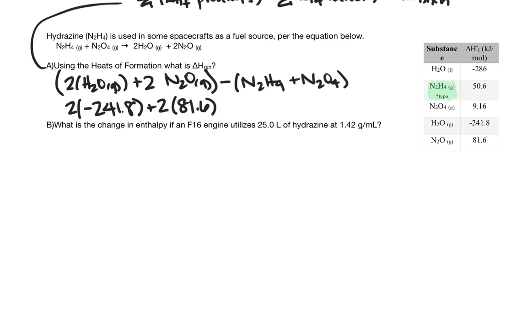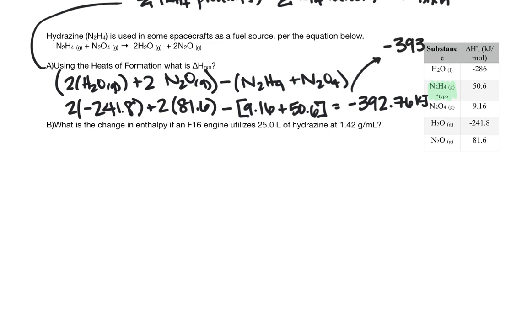81.6, minus, in this case, we have the 9.16 of N2O4 plus 50.6. And when I plug this into my calculator, I get negative 392.76 kilojoules. And we should only have one place where it looks like 3 sig figs. So this should be negative 393 kilojoules as our final answer. So in this case, you would be provided a table. You read the values off the table and plug them into the equation.